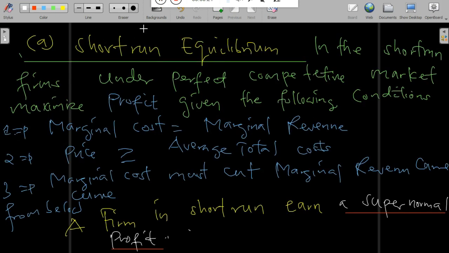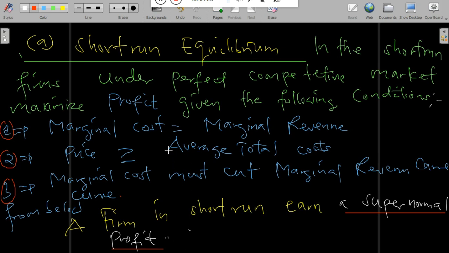So the firm's profit maximizing behavior under short run equilibrium is that in the short run, firms under a perfectly competitive market maximize profit given the following conditions. The first one is that the marginal cost is equal to marginal revenue, the second one, price is greater or equal to average total cost, and the third one is that the marginal cost must cut the marginal revenue curve from below. So a firm in the short run earns what is known as a supernormal profit.